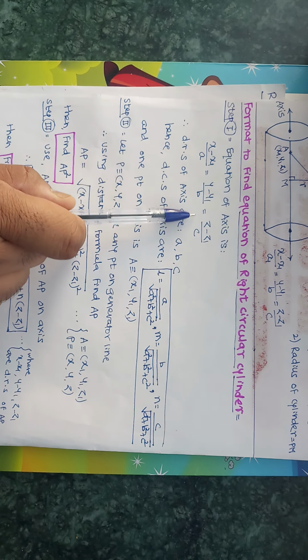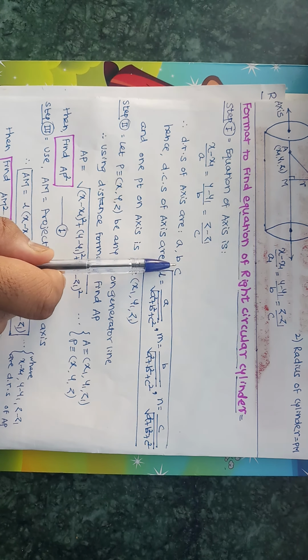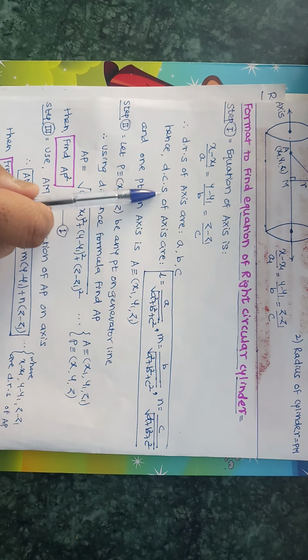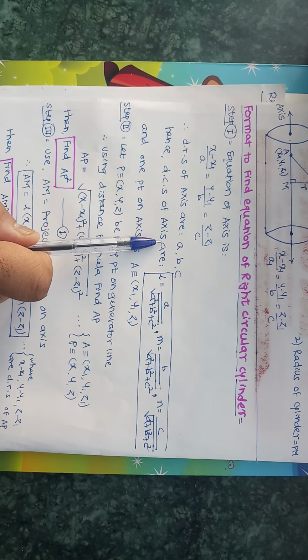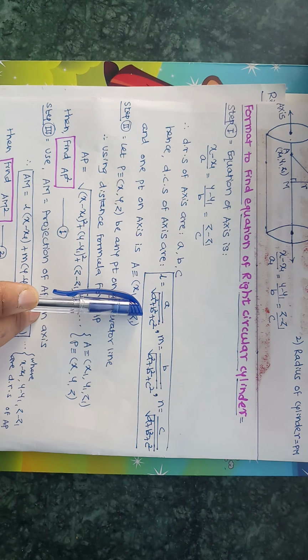So denominators are DRs. You can directly write DRs of axis as A, B, C. And using DRs, we have to find DCs of axis. So what is DC now? DC means direction cosines, right? And this is a formula to find the DCs by using DRs, right? So how can you find it?